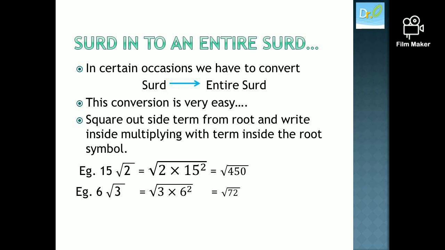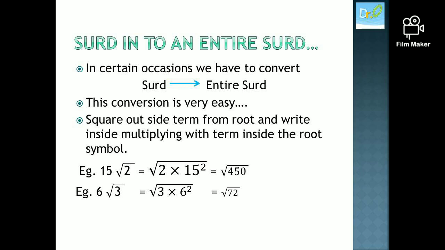Square the term outside the square root, bring it inside the square root, and multiply by the term remaining inside the square root. For example, if you get 15 root 2, square 15 and multiply with 2 and write inside the square root. 15 squared is 225, into 2 is 450.